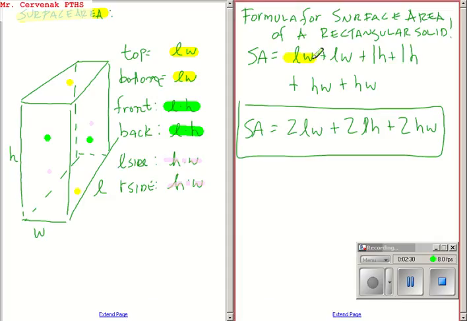surface area is length times width, plus length times width, length times height, plus length times height, height times width, plus height times width. We can combine like terms such that the formula that you will use to compute the surface area of a rectangular prism is 2 times length times width, plus 2 times length times height, plus 2 times height times width.